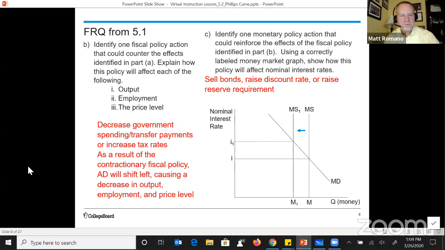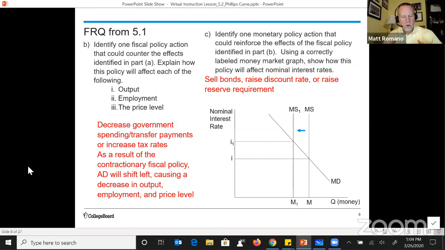Part B, identify one fiscal policy action that would counter the effects identified in Part A. So we want to counter the effects. That means they're going to go the opposite direction. Perhaps things are moving at a pretty fast pace, and policymakers decide, well, we need to tap on the brakes a little bit here. Let's slow things down. Maybe they're concerned about inflation. Maybe they're concerned about other negative externalities that may be occurring.